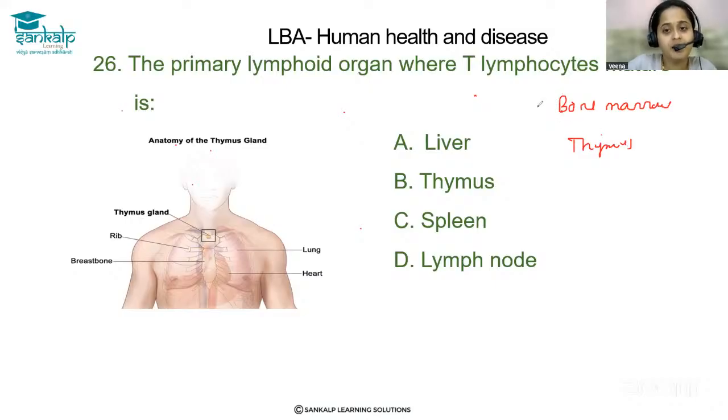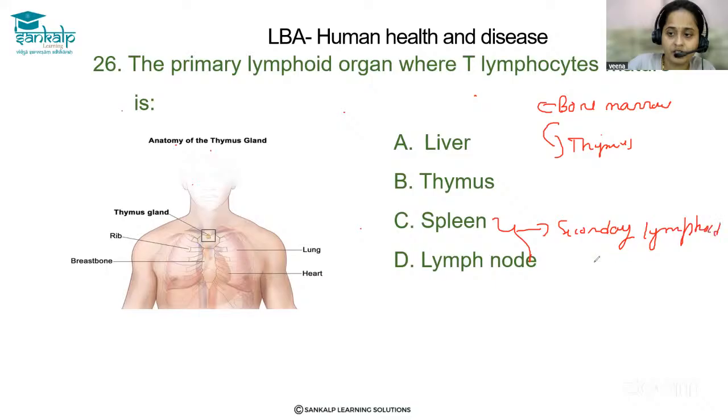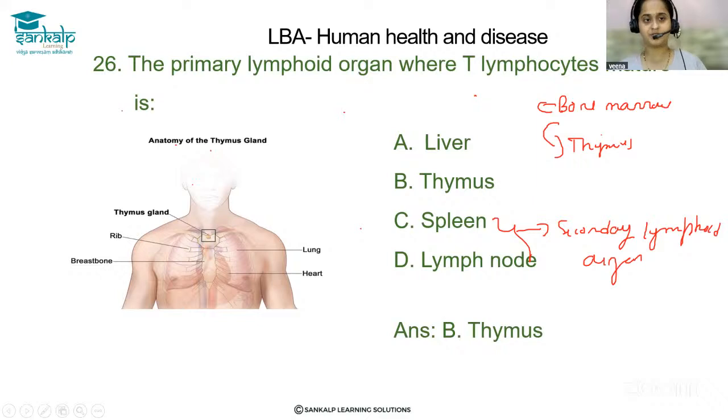The T cells are produced in the bone marrow, and then they get matured in the thymus. Liver is not correct, even spleen and lymph node, all these are secondary lymphoid organs. So the correct answer is thymus. It is a primary lymphoid organ where the T lymphocytes get matured.